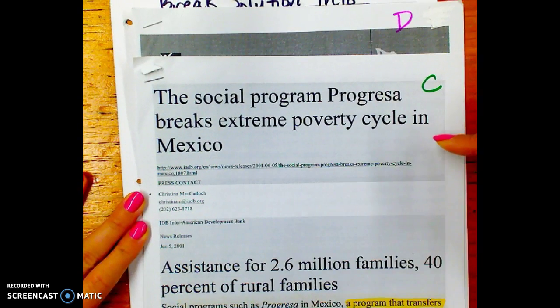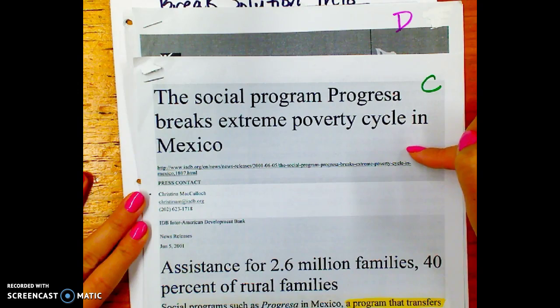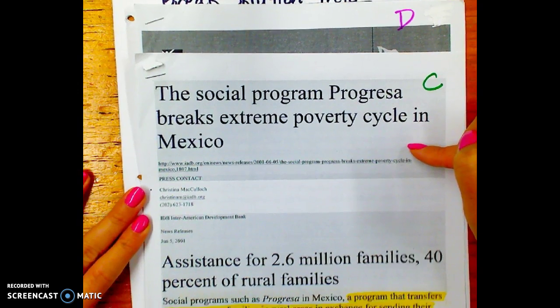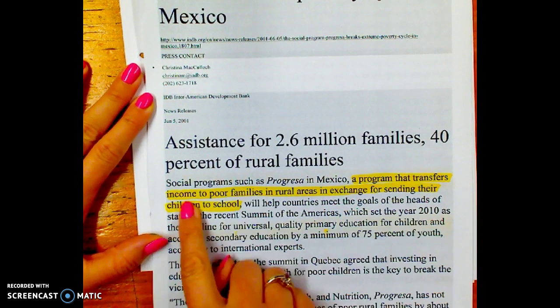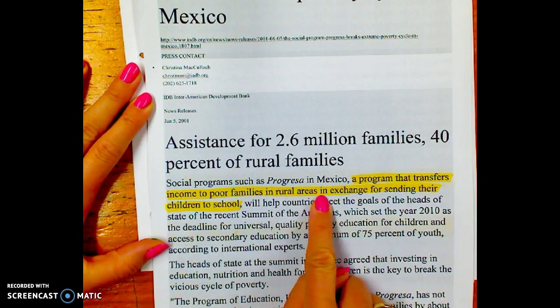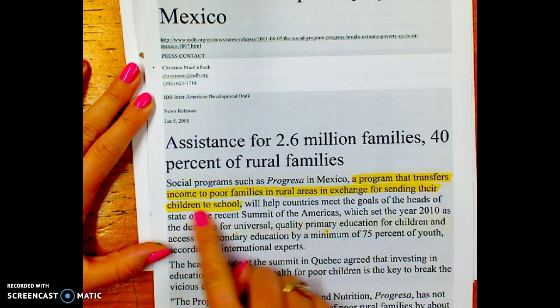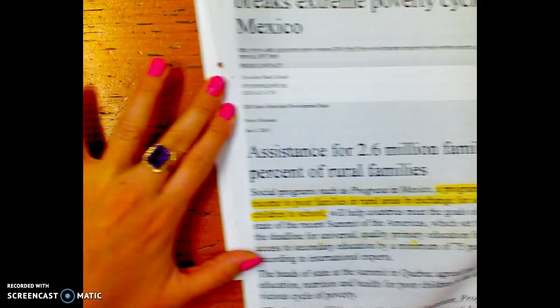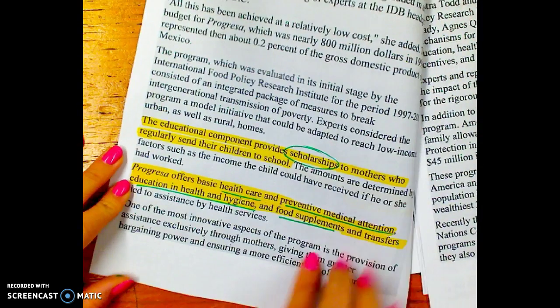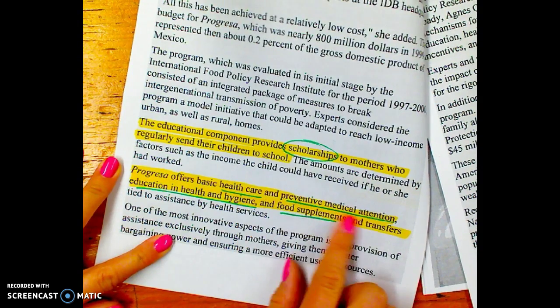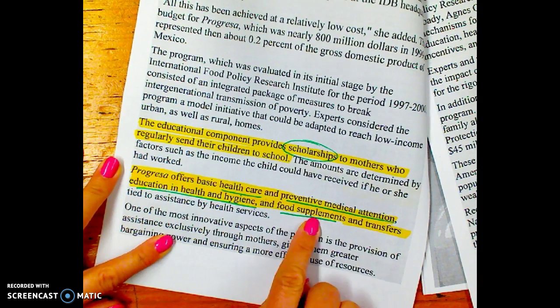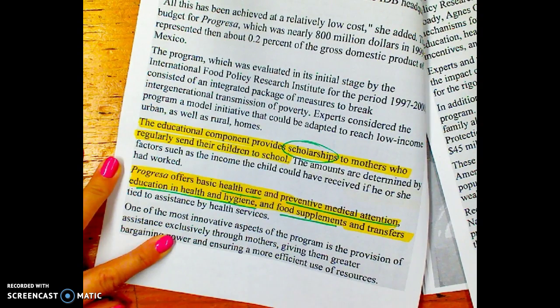But this article mainly describes what the program is and how it works, how the Assistance for Families works, and it first goes into explaining that it's a program that transfers income to poor families in rural areas in exchange for sending their children to school. And it provides things like scholarships, healthcare, medical attention, health and hygiene, food supplements. It really helps with education and health the most, and that will ultimately break the cycle of poverty.